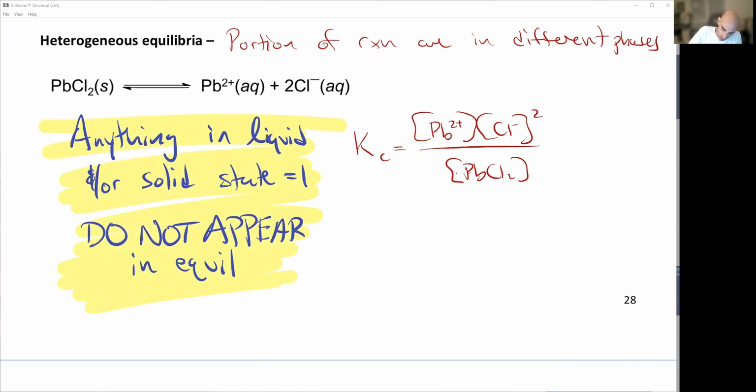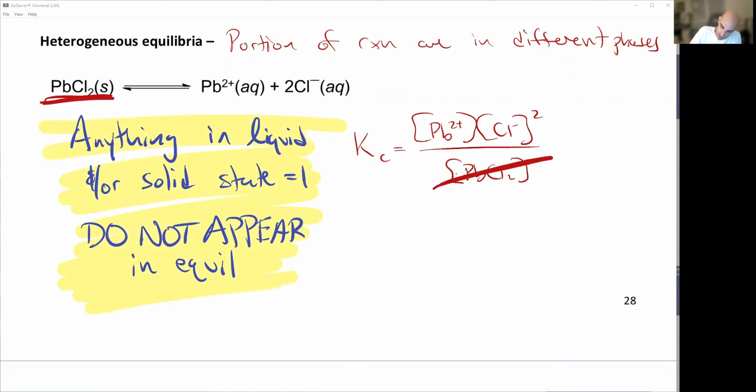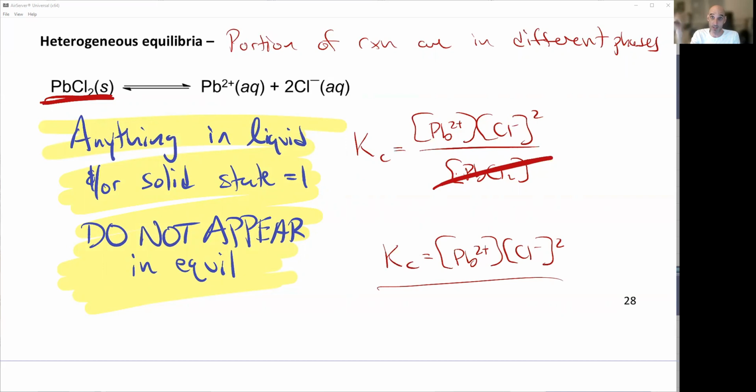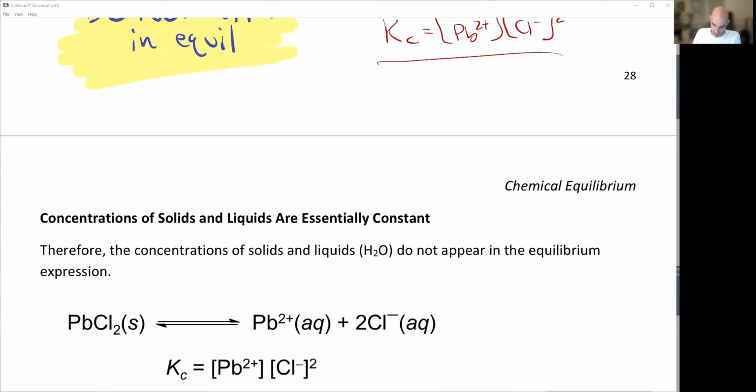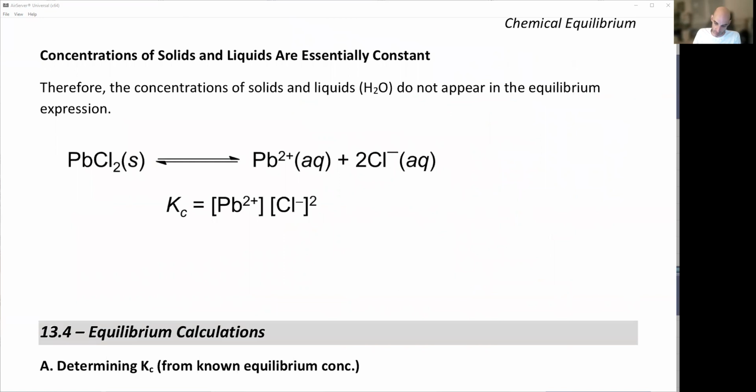In this case, lead chloride is solid. I'm going to eliminate that, and so I'm going to rewrite my Kc. My Kc is equal to lead 2+ times Cl minus squared. There we go. This is the correct equilibrium constant. Anytime you see a liquid or a solid, just don't write it, and your equilibrium will be just fine. You don't even need to know whether it's heterogeneous or homogeneous. Just simply don't write liquids or solids, only aqueous and gases. Okay, that's essentially it. Those do not appear.